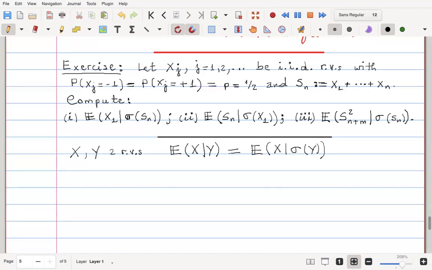Right? So, meaning that in our case, instead of working directly with the conditional expectation of X1 given sigma of Sn, we can just compute the conditional expectation of X1 given Sn. So in other words, what we need to do here is just compute the conditional expectation of X1 given Sn. So this is what we are going to compute.